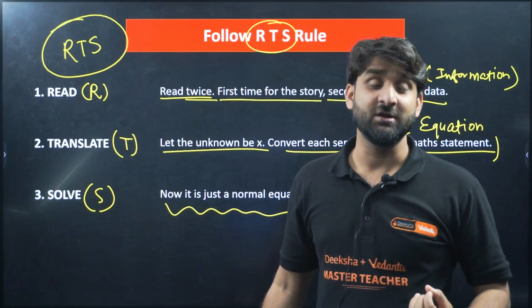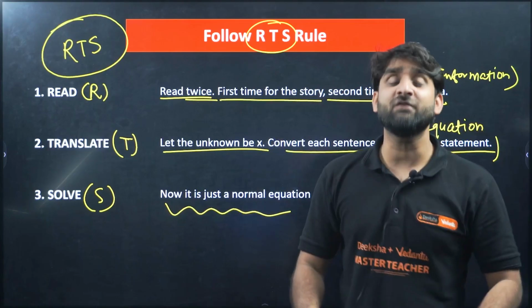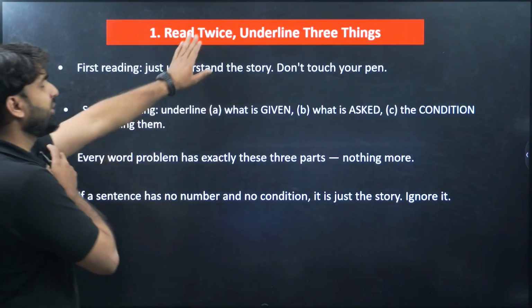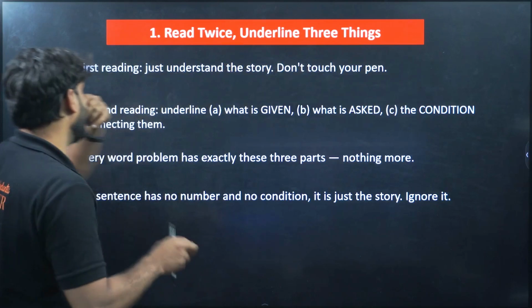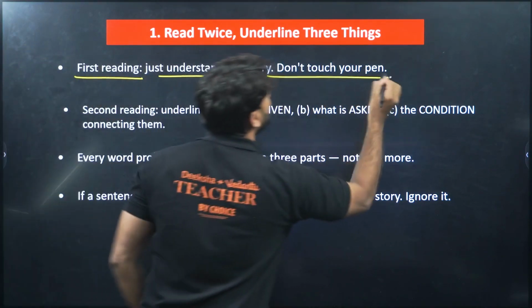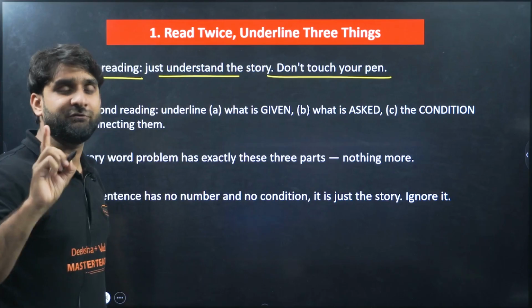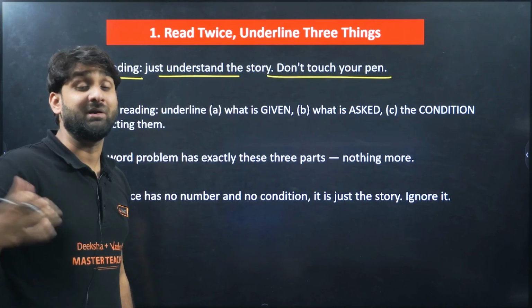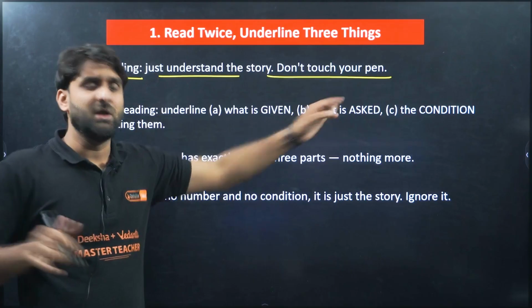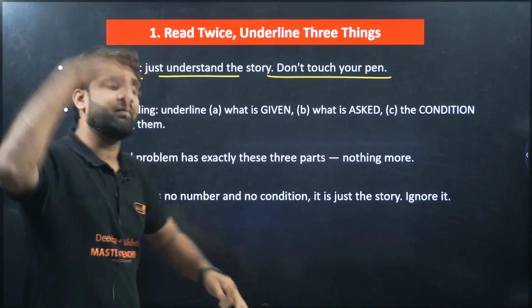That is nothing for us. But how to make the equation, it is still confusing for us. Okay, for this, let me tell you. Read twice, underline 3 things. Listen everyone. The first reading is just to understand the story. Don't touch your pen, everyone. The first reading should be like you are reading a novel or storybook. Just read the question without touching your pen. Keep the pen aside and just read the question.